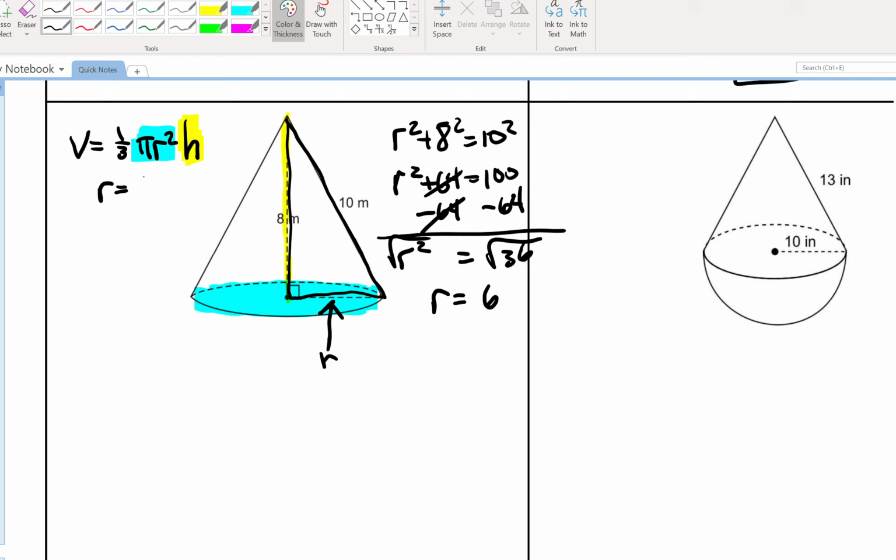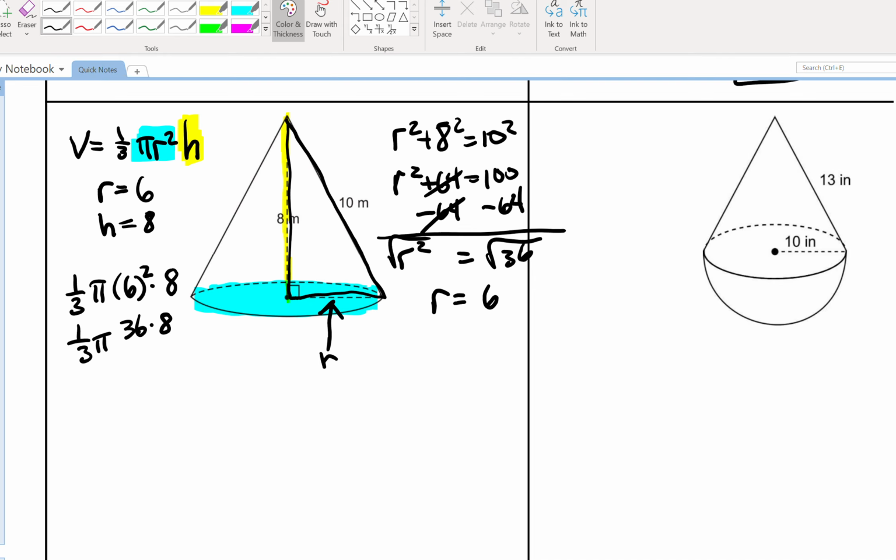So with knowing that the radius is 6 and that the height is 8, we can now calculate the volume of this. Notice we're not using the 10. That's the slant height. And you would use it for the surface area, but not for the volume. So here, I would say 1/3 times pi times the radius, 6 squared, times the height, which is 8. So then I got 1/3 pi times 36 times 8.